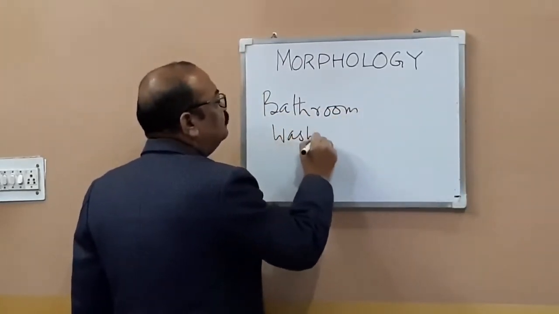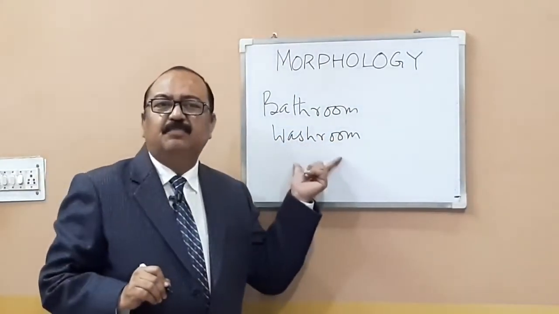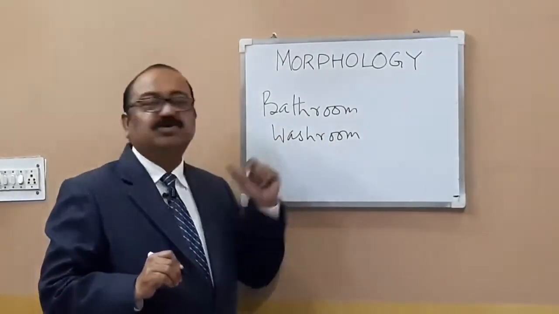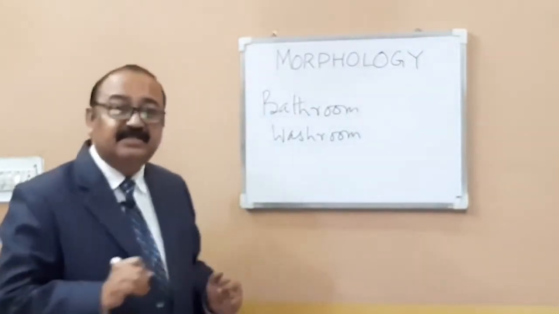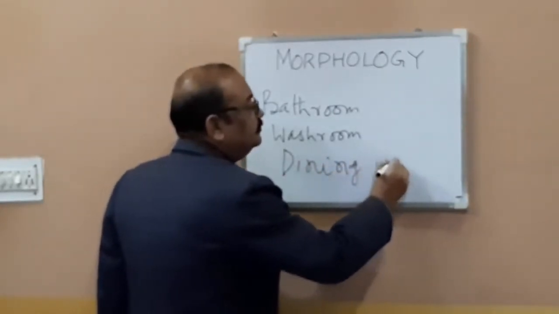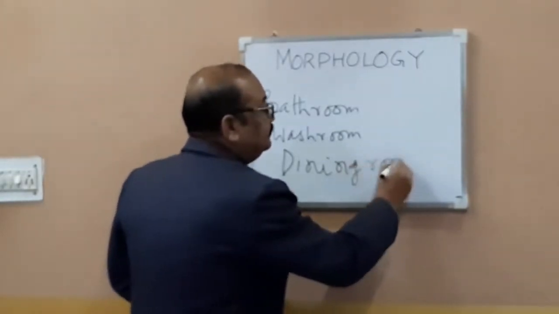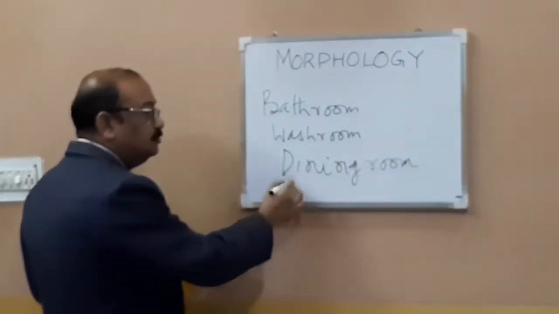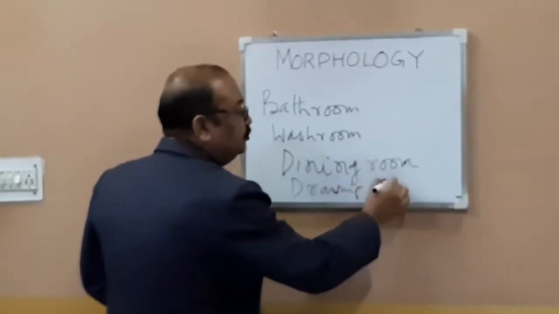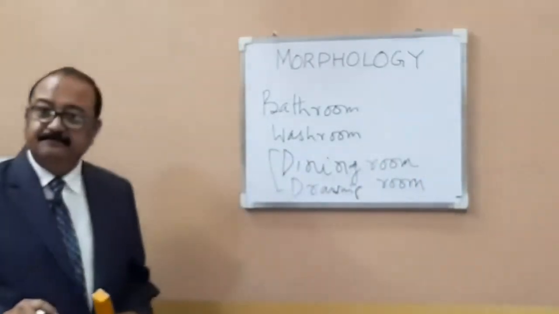Bathroom, for example. Bathroom, washroom. What kind of words are they? They are all closed compound words. Bathroom is a closed compound word. Washroom again is a closed compound word. But dining room is not a closed compound word. Same with, you may say, drawing room. Again, it is not a closed compound word. These two are open compound words.